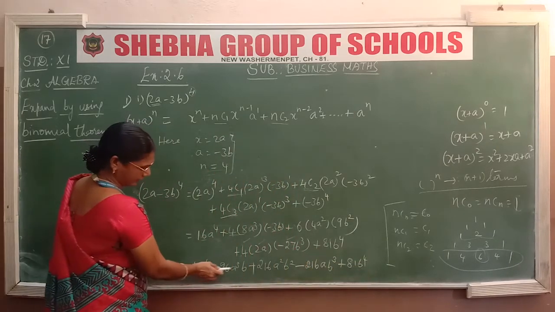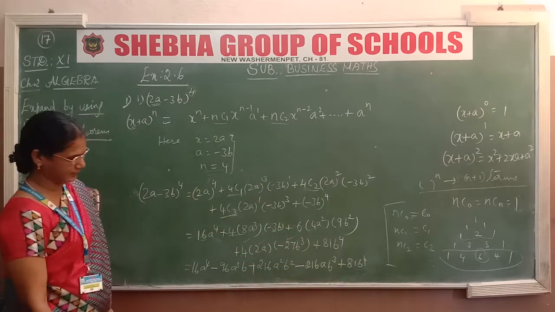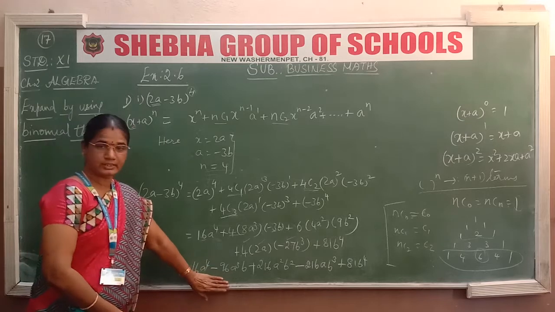If you count, there will be 5 terms. Because our n is 4, so there are 5 terms in the expansion. This is our answer. Understood?